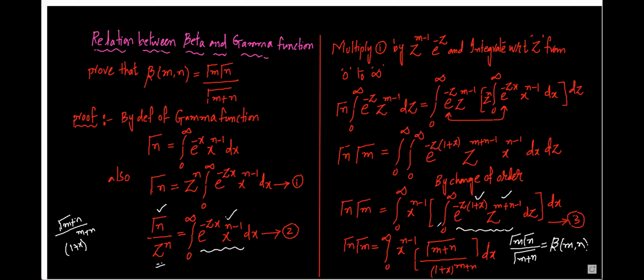Beta of m comma n is equal to beta of n comma m, symmetric property. Second property, beta of m comma n is equal to integral 0 to infinite x to the power of n minus 1 by 1 plus x to the power of m plus n into dx, or which can be written as 0 to infinite x to the power of m minus 1 by 1 plus x whole to the power of m plus n into dx. And also the third property, 2 times of beta of m comma n is equal to 2 times of 0 to pi by 2 sine theta to the power of 2m minus 1 into cos theta to the power of 2n minus 1 into d theta. That is the third property.